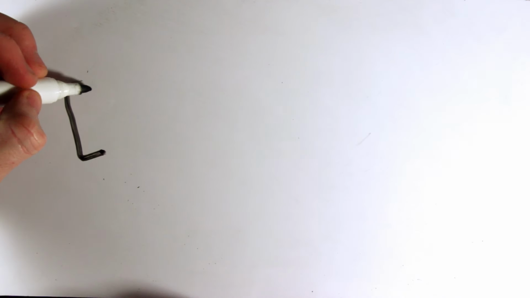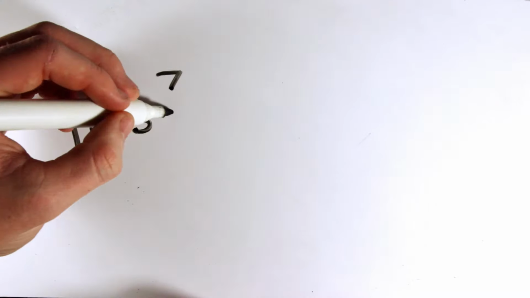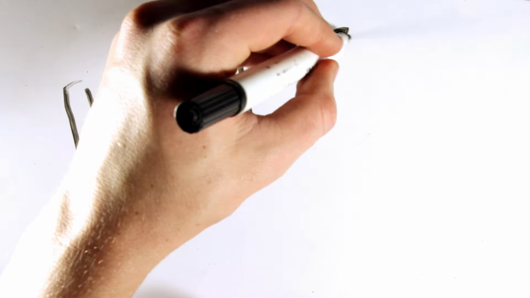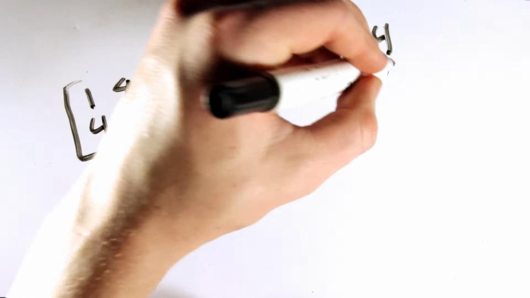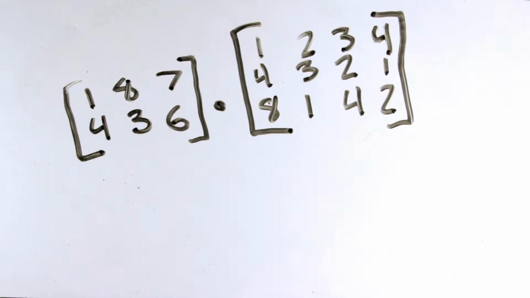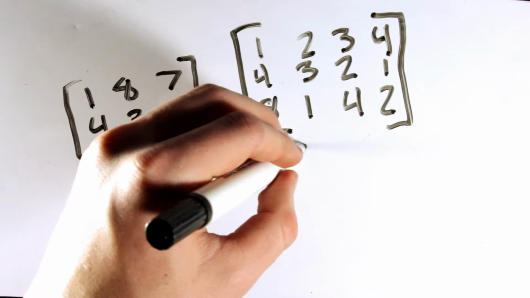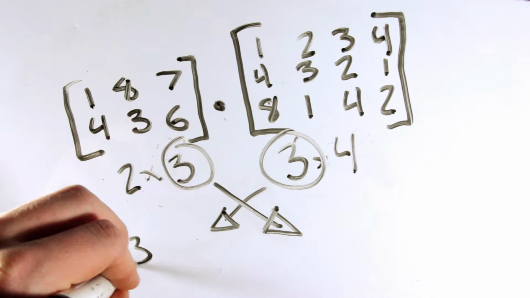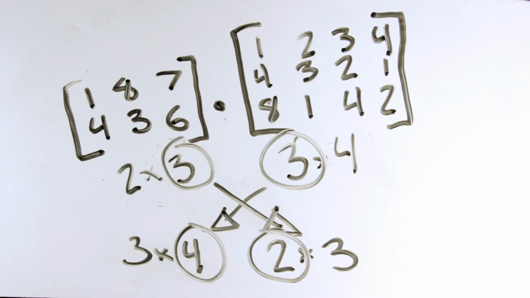Now move on to multiplication. Just like in addition and subtraction, the first step is to identify the dimensions of the matrices. Unlike with regular multiplication, order of the matrices does matter. Here's why. The number of columns of the first matrix must be equal to the number of rows of the second matrix. For example, a 2 by 3 matrix can be multiplied by a 3 by 4 matrix, but a 3 by 4 matrix cannot be multiplied by a 2 by 3 matrix.